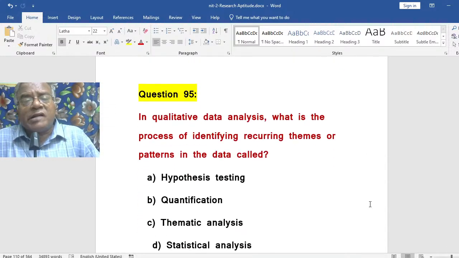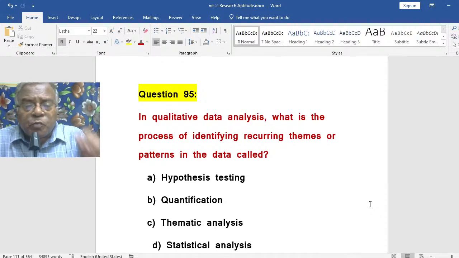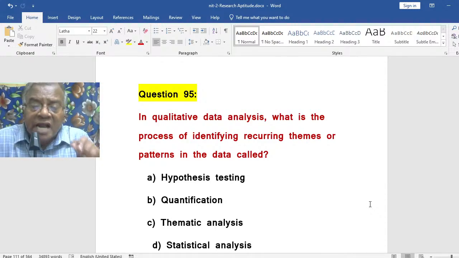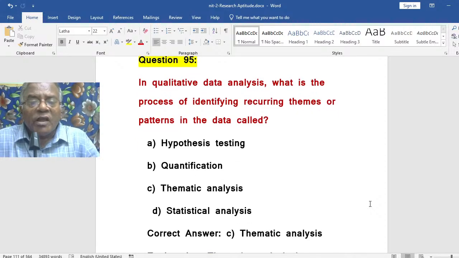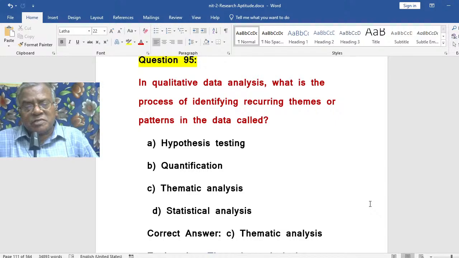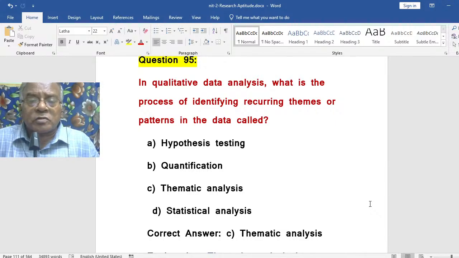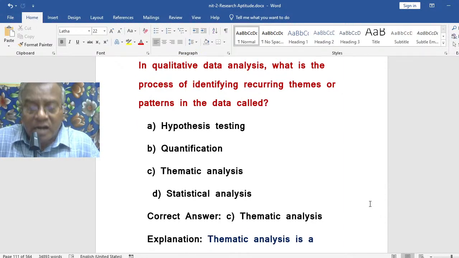In qualitative data analysis, what is the process of identifying recurring themes or patterns in the data called? There are 4 alternatives, which is the thing. That is according to the themes. So thematic analysis. That is thematic analysis.